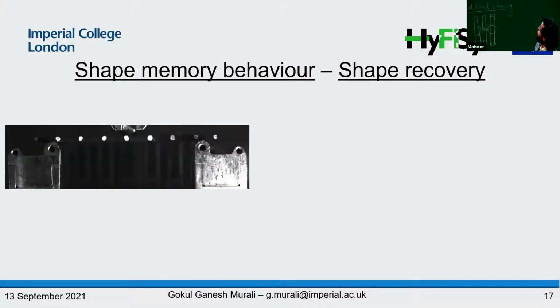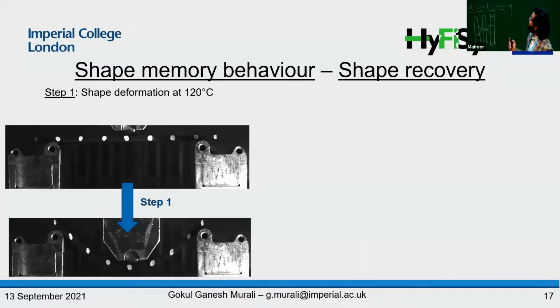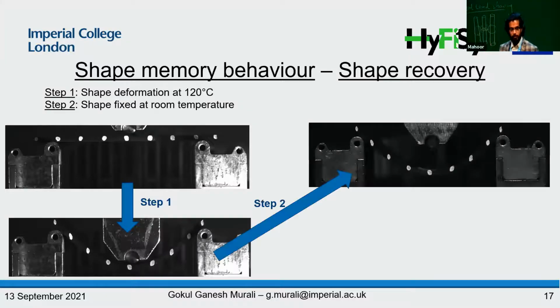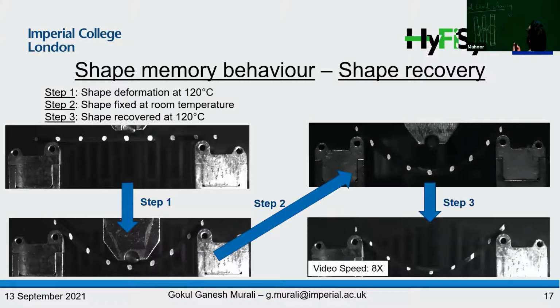So here we initially take a composite in its flat shape, then we heat the composite and deform it, and then we cool it down, the shape is retained, and upon heating, the shape is recovered as shown here. The video is at 8 times the speed, so you can see it takes around 3 minutes for this shape recovery to occur in real life. So these composites show shape memory behavior.